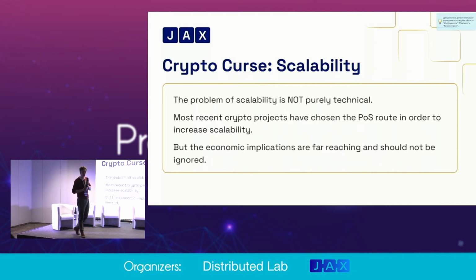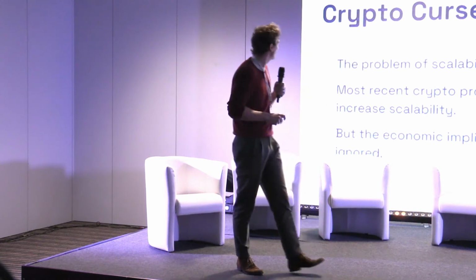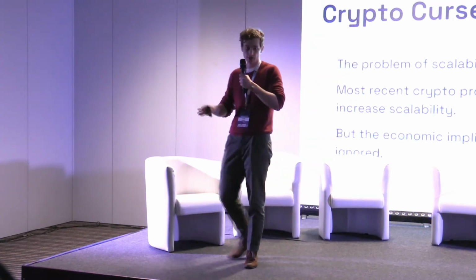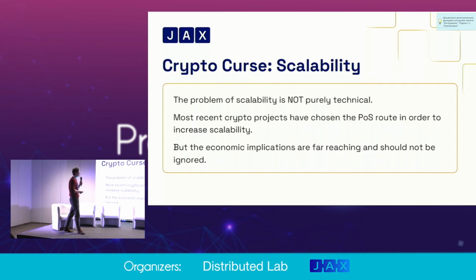But now we need to ponder why decentralized systems have been struggling with two curses, in my opinion. The first one is, well, scalability. And those two curses have prevented those networks from being mass adopted for payments. Scalability is mostly seen as a purely technical issue. But the problem is that most of the projects have chosen to go to POS, because it seems quite more efficient to increase your scalability through this type of consensus mechanism.